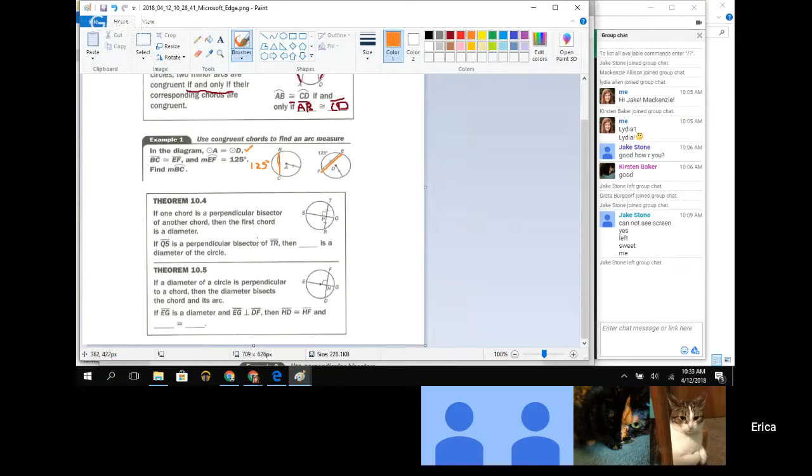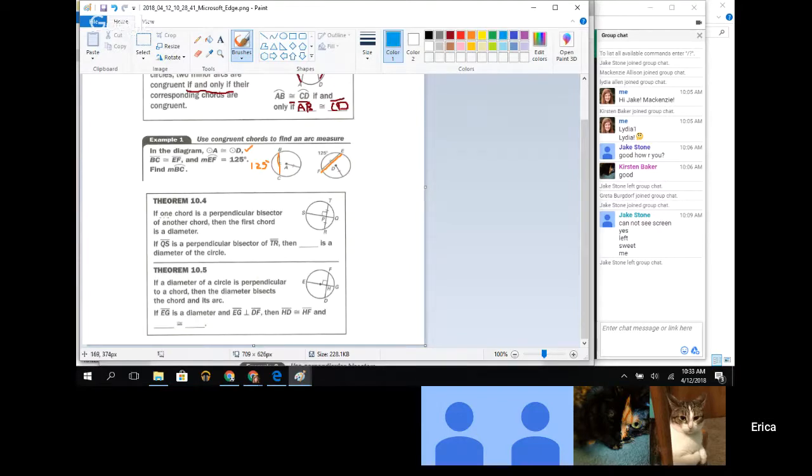Very exciting, right? All right, so make sure you put those on your theorem sheet. Two more. Theorem 10.2: if one chord is a perpendicular bisector of another chord, then the first chord is a diameter. Okay, so this one's a little bit tricky.